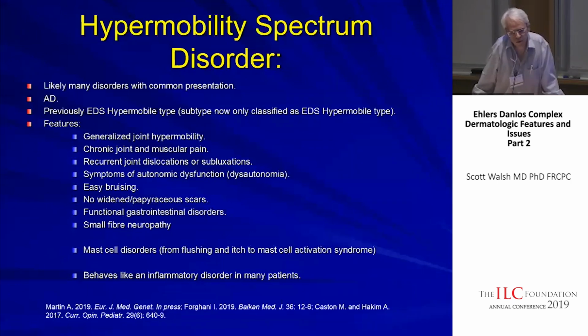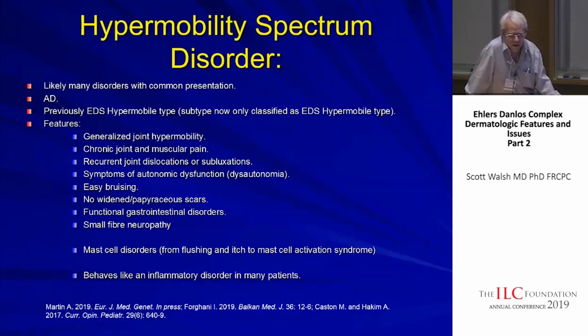Gastrointestinal disorders. Now, whether this is from mast cells or from abnormal Purkinje fibers or the innervation being different within the bowel. Small fiber neuropathy is very common, where you don't see as many nerves if you take a biopsy from the leg, for example. Mast cell disorders are very common here.